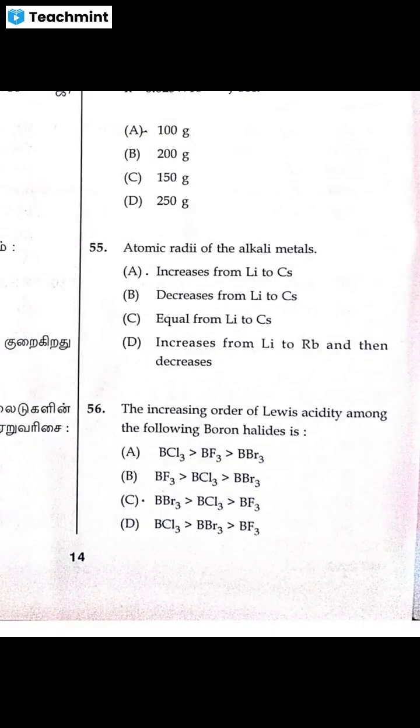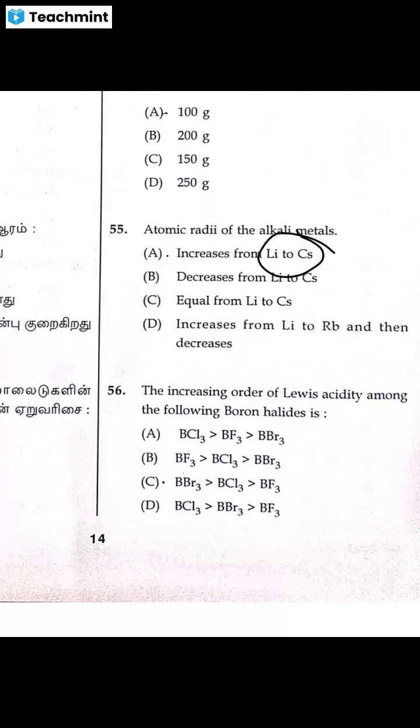Okay, the next one, atomic radii of alkali metals increases from lithium to cesium, because the number of shells increases, so atomic radii also increases. The next one, a Lewis acid is a lone pair of electron acceptor. So it accepts the lone pair of electrons, so this is the best acceptor, so this is my answer. It is option C.